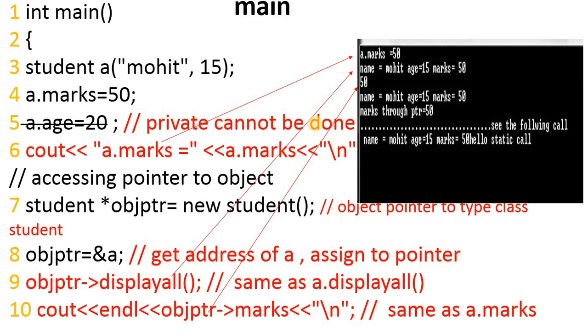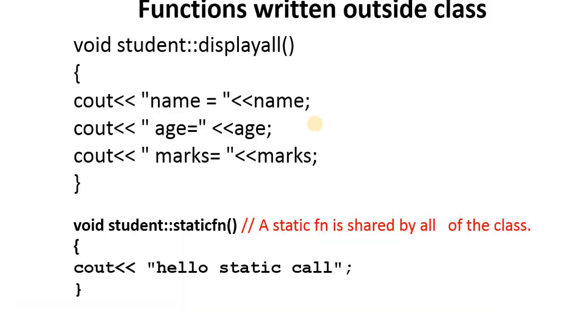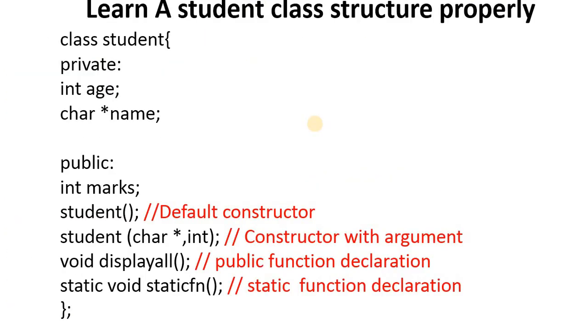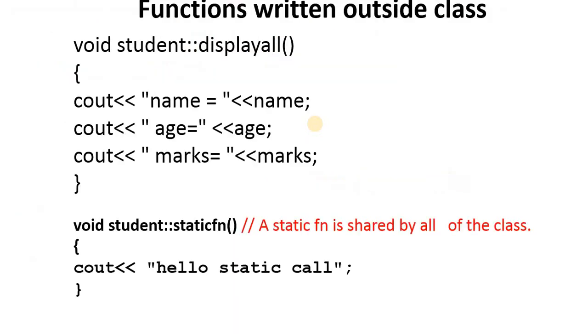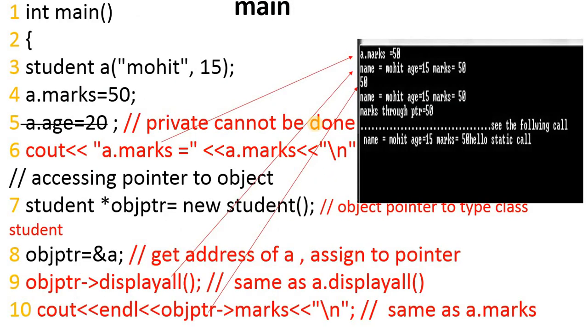A.age is equal to 20, I can't say, because if you remember the first line, age was private. If you say a.age is equal to 20, when you execute, it says it cannot be accessed, it's private. That means private variables cannot be accessed outside the class.